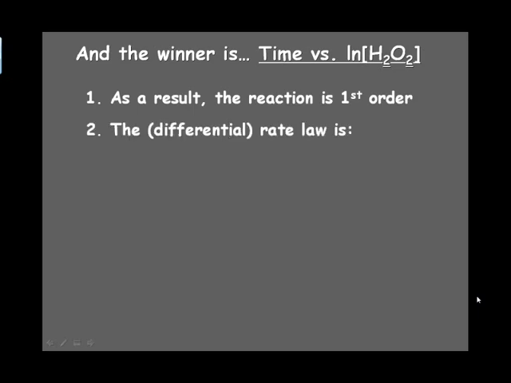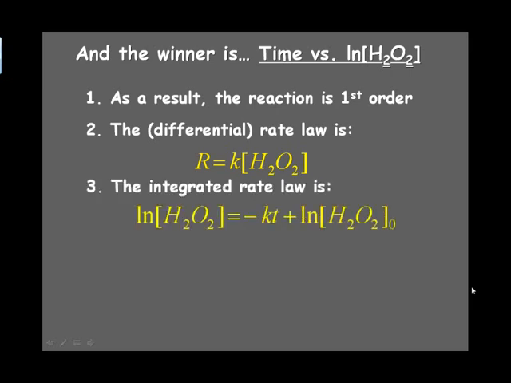If we were to write the differential rate law, remember that was the first rate law that we looked at. If it's first order, the exponent on the H2O2 will be a 1, so its rate equals k times the concentration of hydrogen peroxide raised to the first power. The integrated rate law, however, is written in the y equals mx plus b format. So ln of H2O2 is the y, the negative kt is the mx, and then the ln of H2O2 naught, which means initial concentration, of course is the y-intercept.